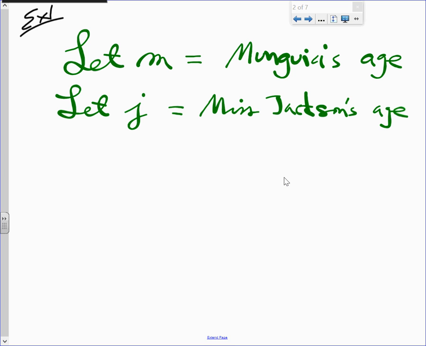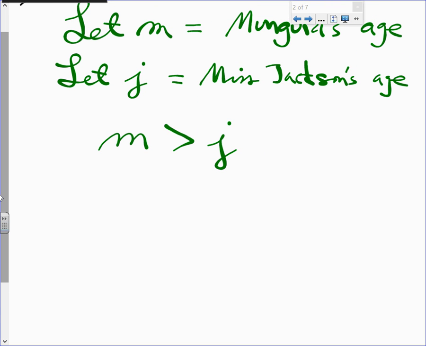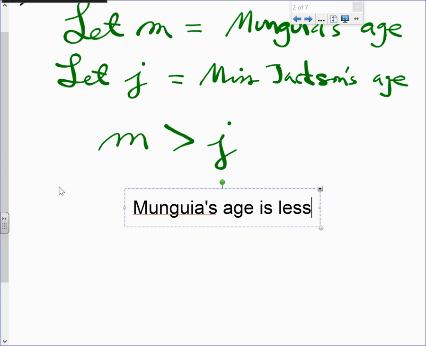Okay. I'm going to write two different inequalities that mean the same thing. And watch how this should make sense to you. Watch. M, that's Mungia's age, is greater than Jackson's age. That's true. Unless Miss Jackson is lying and her birth certificate is 43 years old, she is definitely younger than I. So underneath that statement, you're going to write Mungia's age is less than Miss Jackson's age.